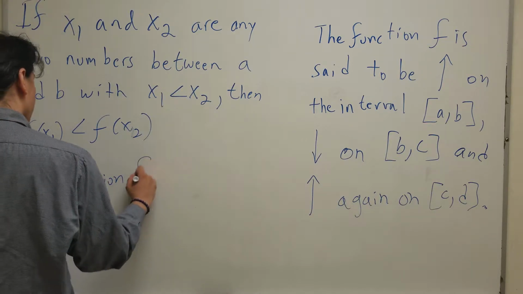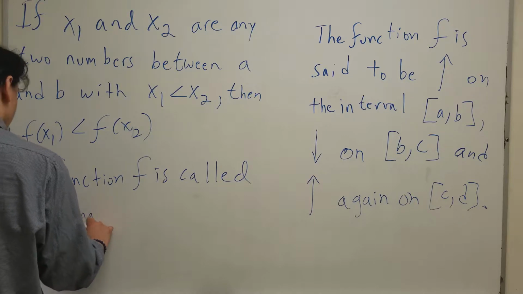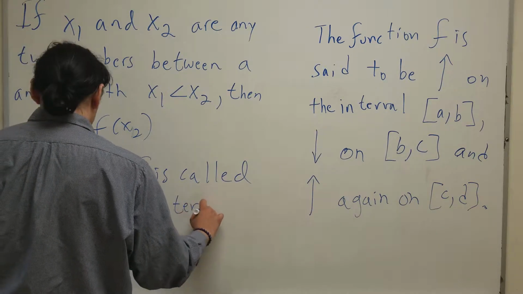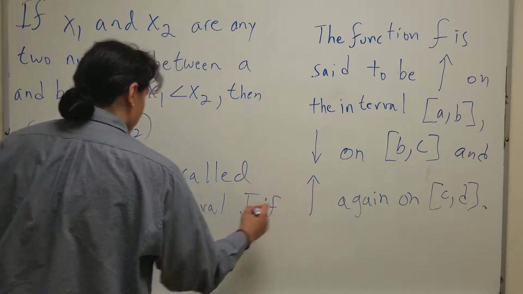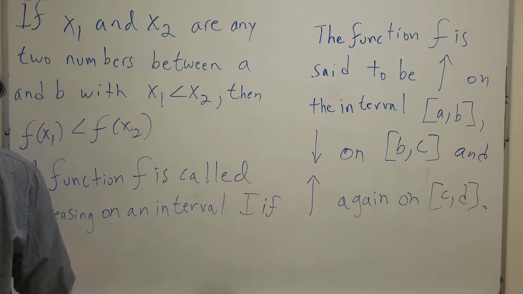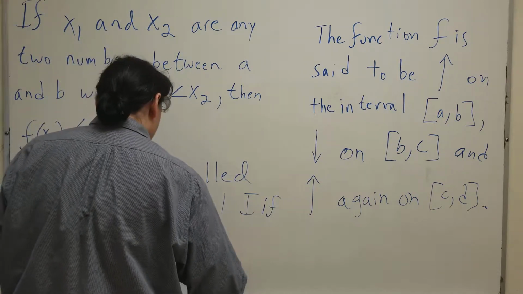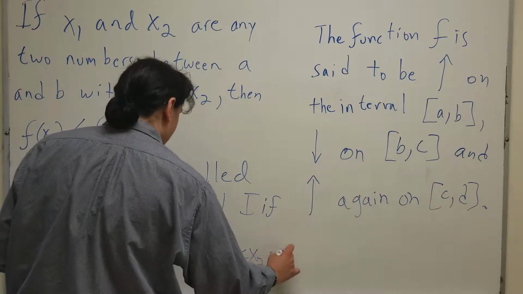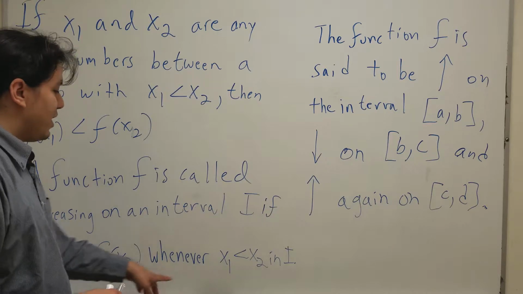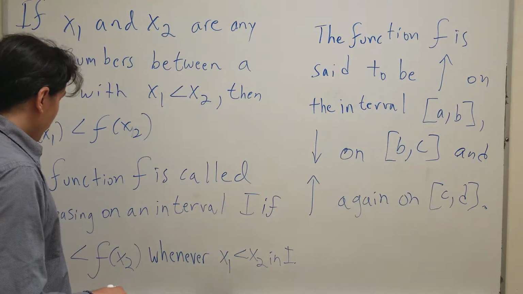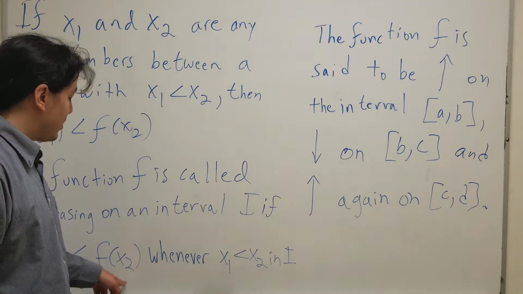A function f is called increasing on an interval I if f of x1 is strictly less than f of x2 whenever x1 is strictly less than x2 in I. So what this says is that no matter what, depending on my function, as long as it satisfies the condition that x1 is less than x2, the function f of x1 should be less than f of x2. However, this is true for all the cases here.